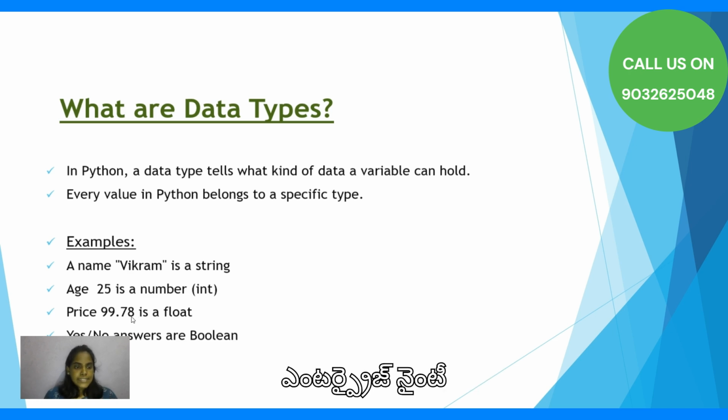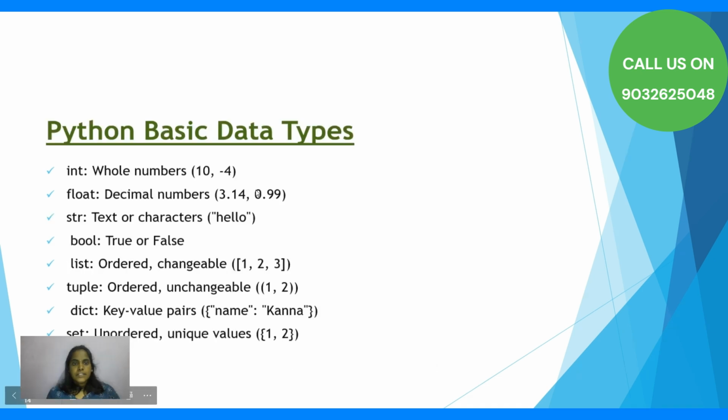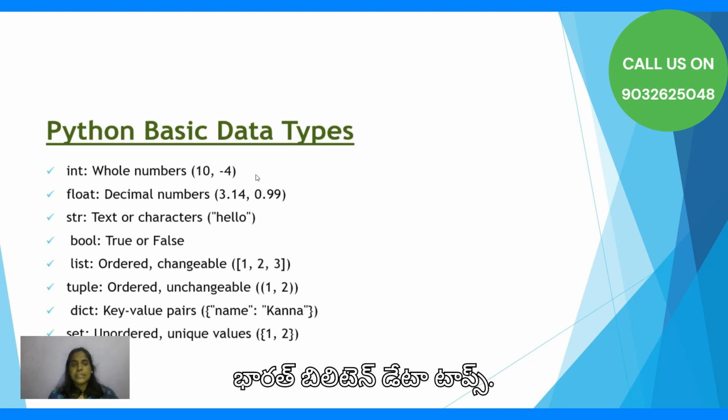And price 99.78 is the float type. And yes or no, this is the Boolean type. So these are simple examples of basic data types. Python data types: Python has several built-in data types.